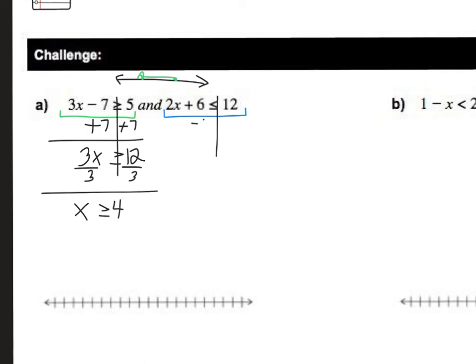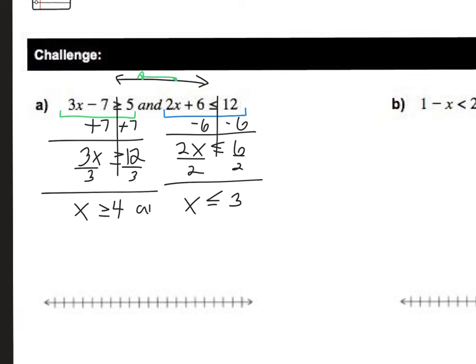My other side here, minus 6, leaves us with 2x is less than or equal to 6. Divide by 2. x is less than or equal to 3. The word and in between. Now take a second, pause this video, try and graph this situation.